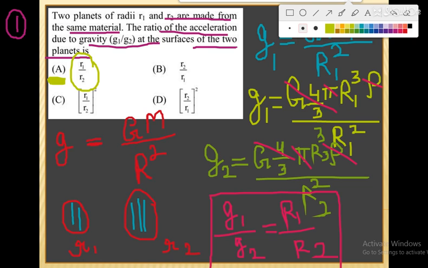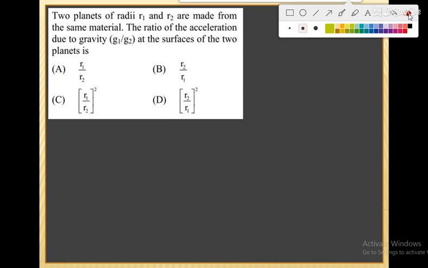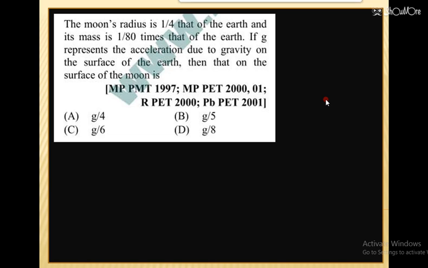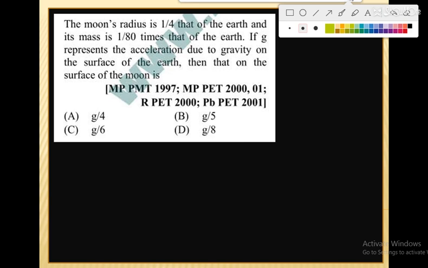Students, now we are going to the second question. So here is the second question on screen. The question is, the moon's radius is 1 by 4th of radius of earth and the mass is 1 by 80 times that of earth. If g represents the acceleration due to gravity on the surface of earth, then what is the acceleration on the surface of moon? So this question I think we have done in the class also.